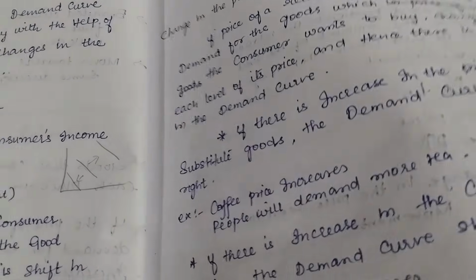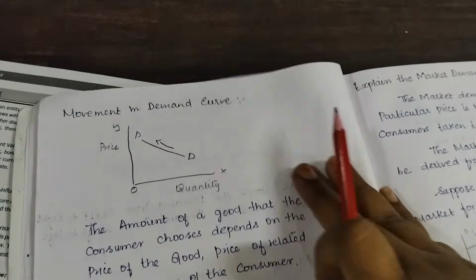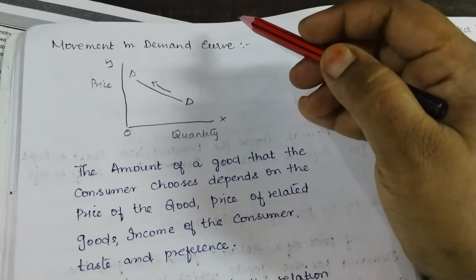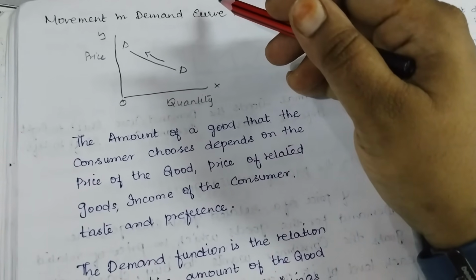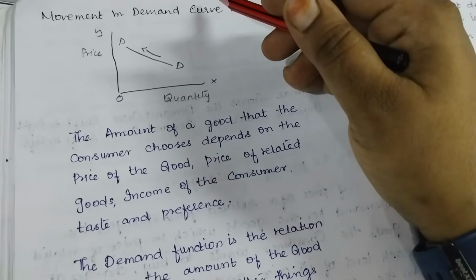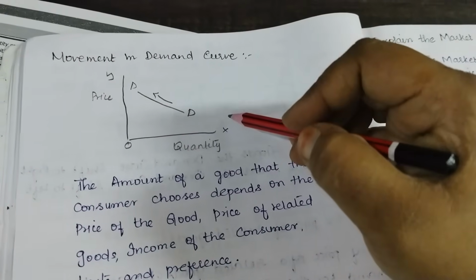A shift in the demand curve happens due to two things: change in income and change in the price of related goods. Under change in income, you should write about normal and inferior goods. Under change in related goods, you should write about substitute and complementary goods. Now we will understand movement in the demand curve.